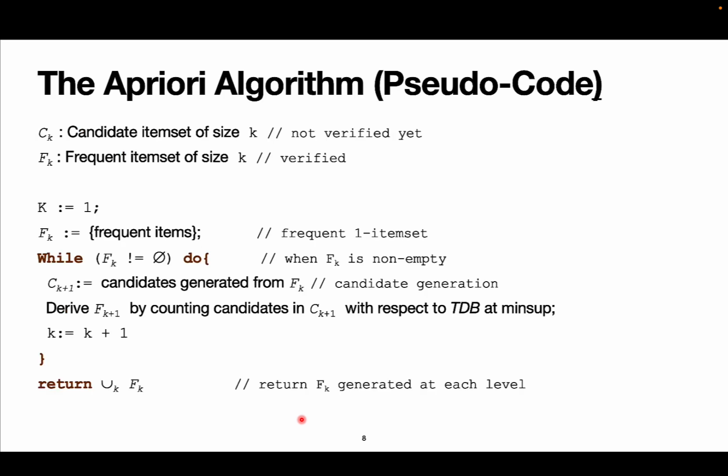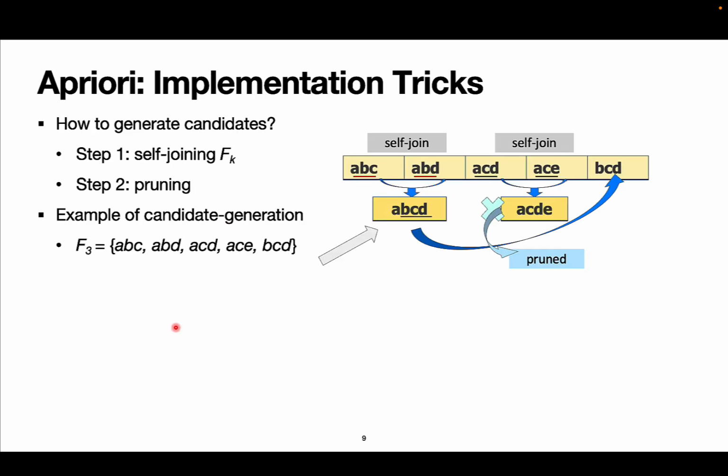This is the pseudocode of the algorithm, the candidates and the frequent item sets, the initialization, and getting the first frequent one item set, going through the loop to get the candidates, then the frequent item sets. At the end, we union all of those frequent item sets that the algorithm was able to find. The performance of the a priori algorithm depends a lot on implementation tricks that allow the algorithm to prune item sets without accessing the database unnecessarily.